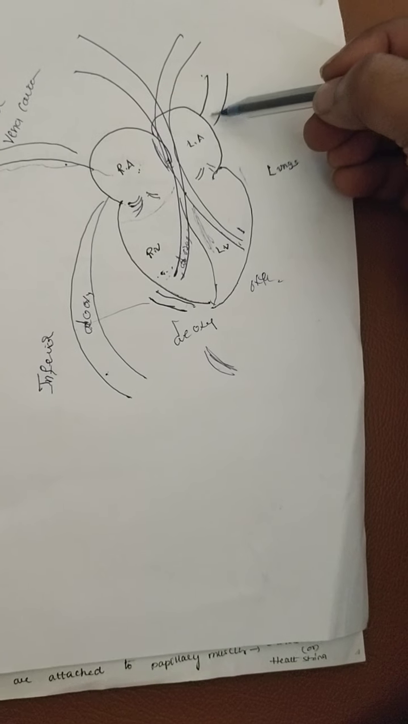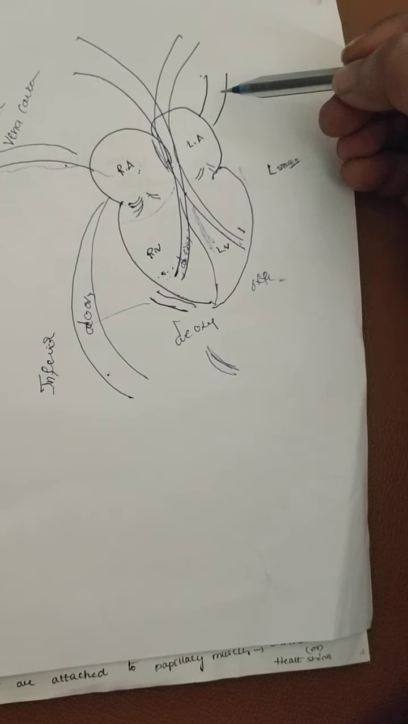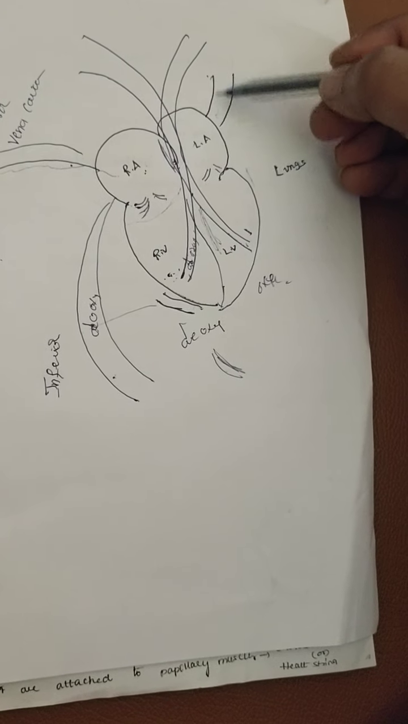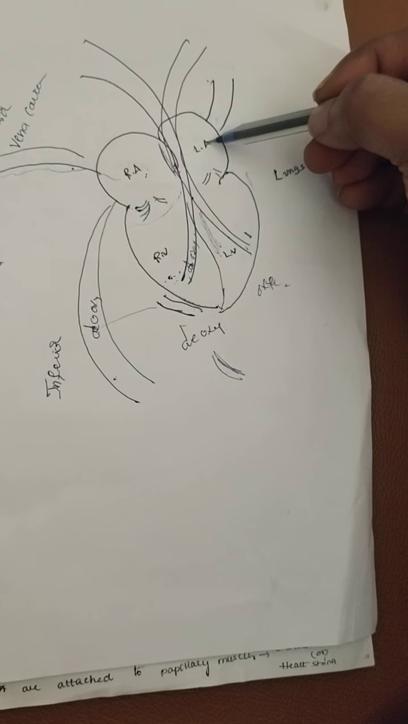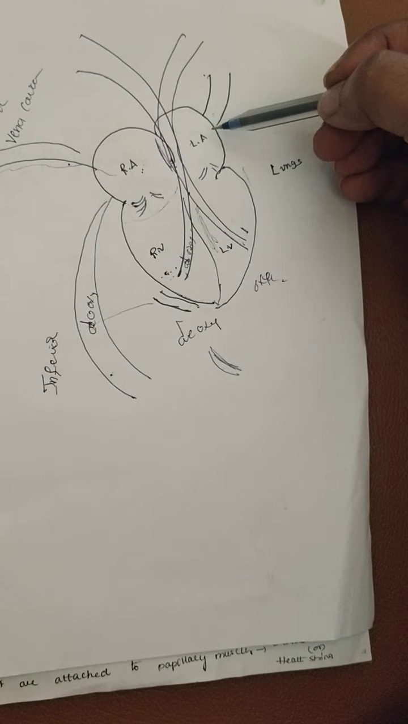This is the pulmonary vein. Basically veins carry deoxygenated blood, except the pulmonary vein, which carries oxygenated blood. It is connected with the left atria. Totally, how many pairs of pulmonary veins are there? Two pairs of pulmonary veins are present.